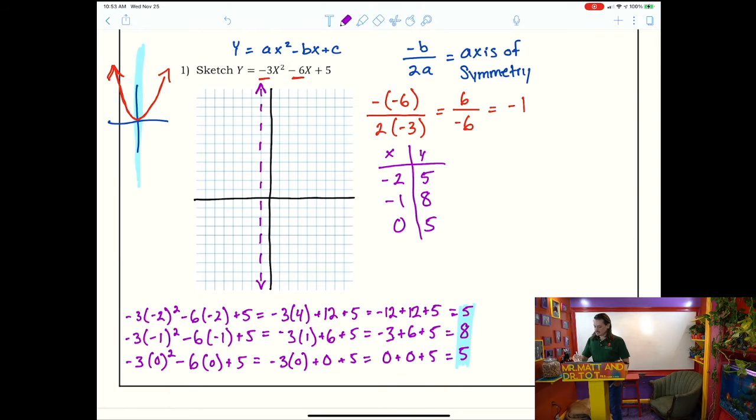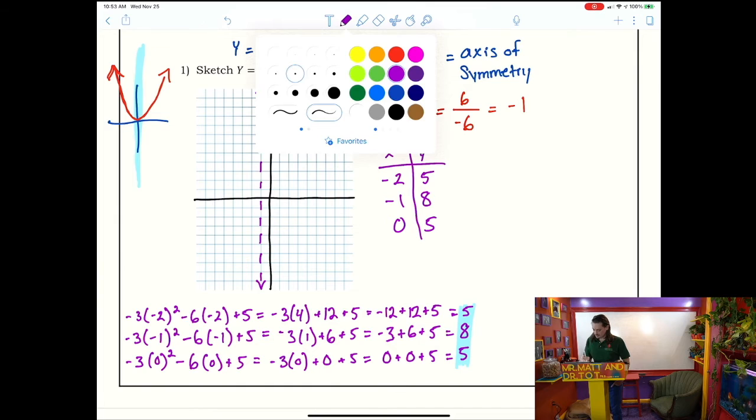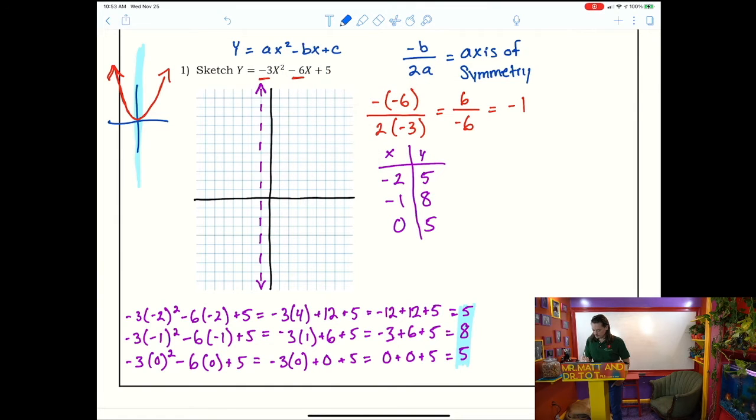So let's go ahead and plot these points. Let me get a different color. So at x is equal to -2, we're at 5. At x is equal to -1, we're at 8. And at 0, we're at 5.